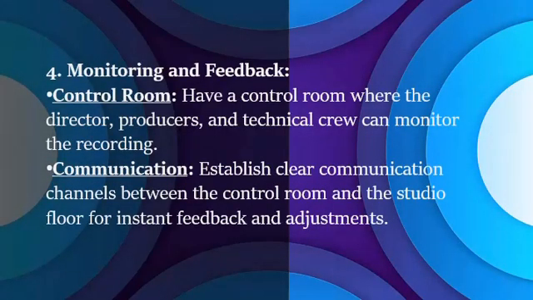And now the fourth one is monitoring and feedback. You need a control room where the director, producers, and the technical crew can monitor the recording. So they have to have the setup in order to monitor the recording process. And then they have to establish a clear communication channel between the control room and the studio floor for instant feedback and adjustment. While shooting a program, the communication must be clearly established.